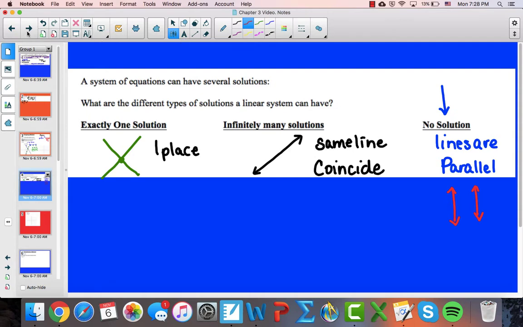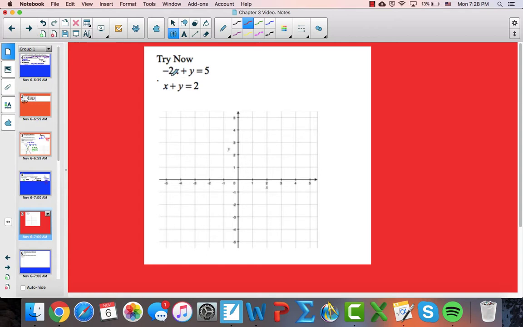All right, now I'd like you to try the next one, negative 2x plus y equals 5, x plus y equals 2. I'd like you to solve it by graphing, and then I'd like you to check it on Desmos. If anything doesn't work or you make a mistake, go back and look at it, and if not, bring it to class tomorrow and ask about it, okay?